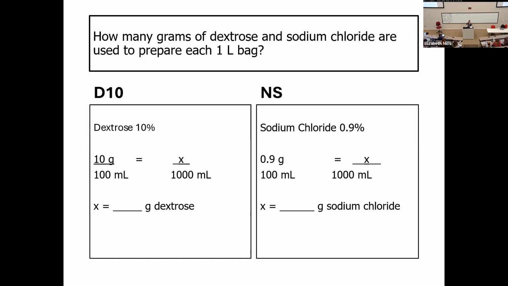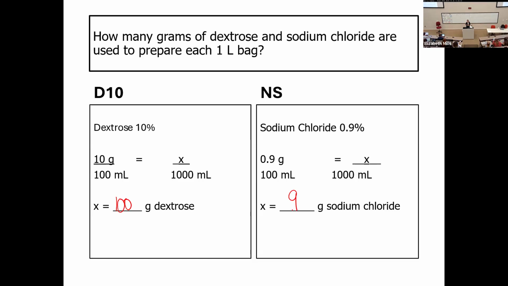Work those out and tell me what you get for the one on the left. The dextrose, how many grams of dextrose? That would be 100 grams. And how about for the sodium chloride? 9, correct. If you set up your ratio and proportion like I have it here and you cross multiply, those are the numbers that you should get.